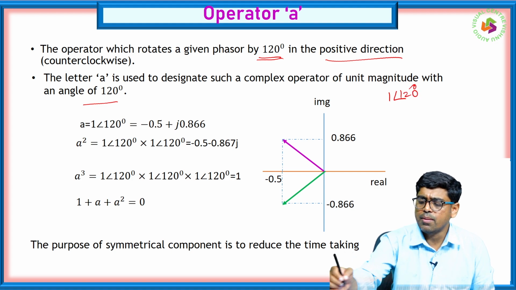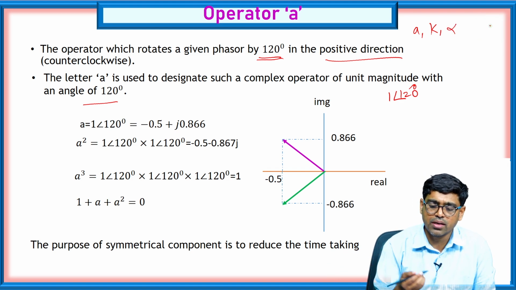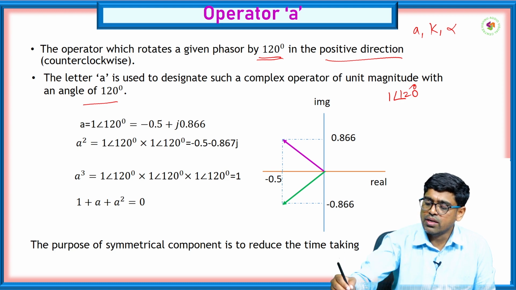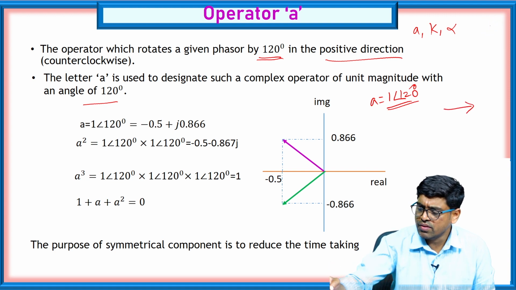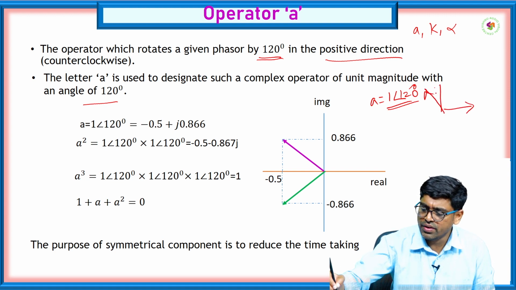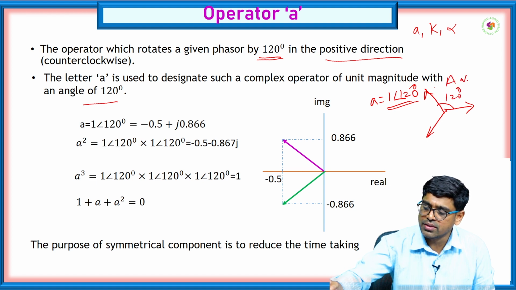Either we can represent it as operator A, or some books represent it as K, alpha, like that. We have different notations to represent this operator. So A is nothing but 1 at an angle of 120 degrees. So you can see that the R phase, Y phase, and B phase are all rotating with respect to this. We can see that the operator rotates 120 degrees in the anti-clockwise direction.